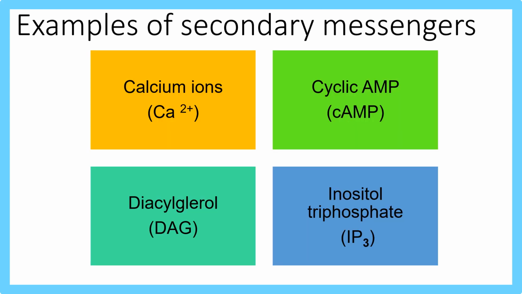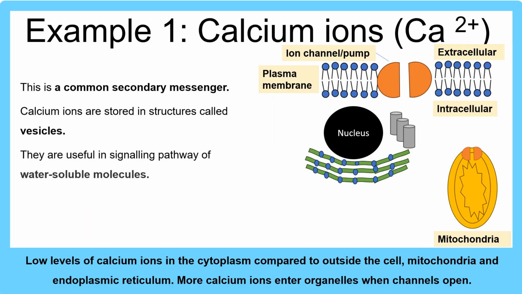Examples of secondary messengers are as follows: calcium ions, cyclic AMP, diacylglycerol, and inositol triphosphate. We will start off with calcium ions. Calcium ions are a common secondary messenger, and they have many important roles within cellular processes, which we will discuss later on.